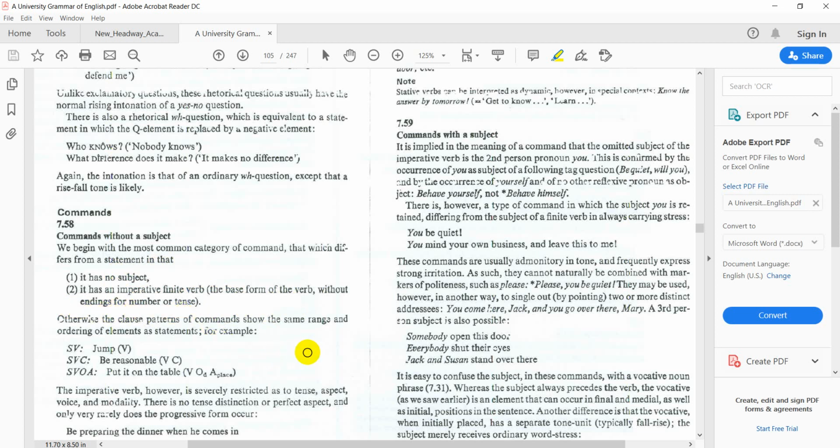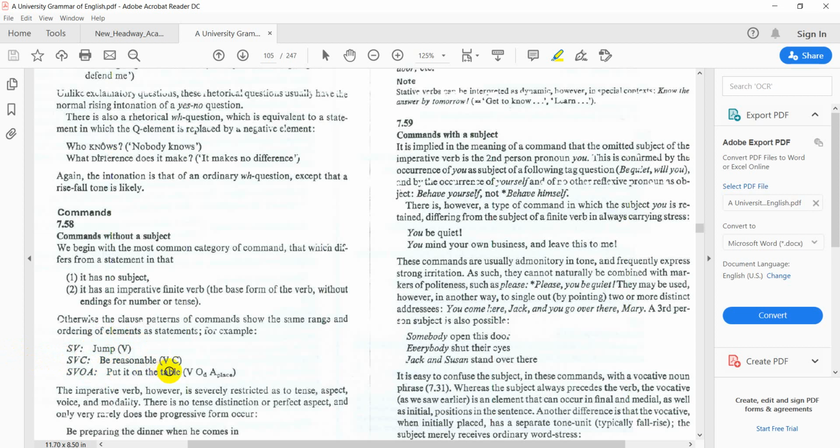Otherwise, the clause patterns of commands show the same range and ordering of elements as a statement. Let's have the examples. SV: jump. One might ask, where is the subject here? It says SV, but we see only V because the subject is implied. It means you jump.